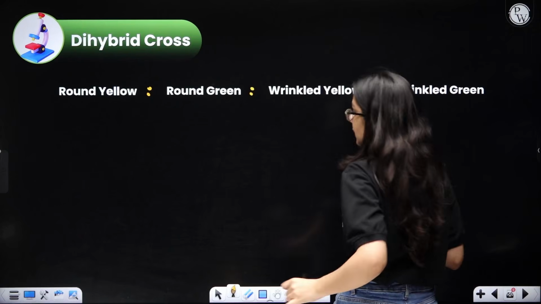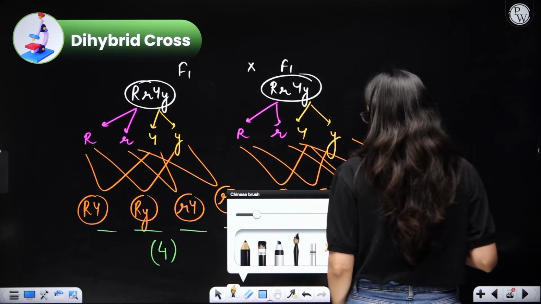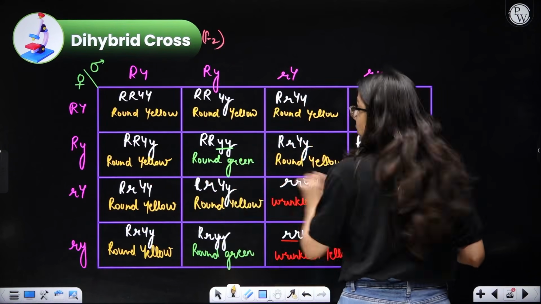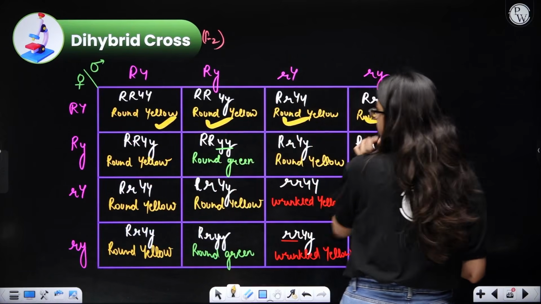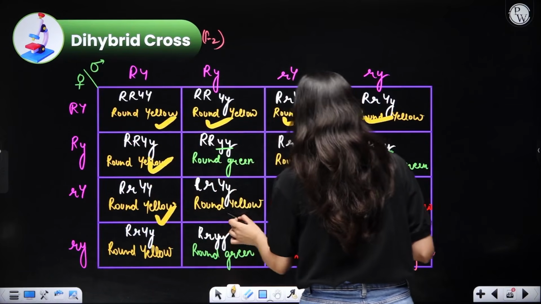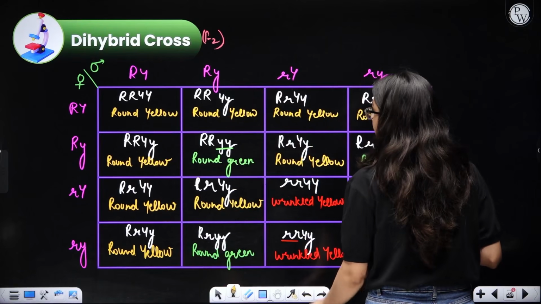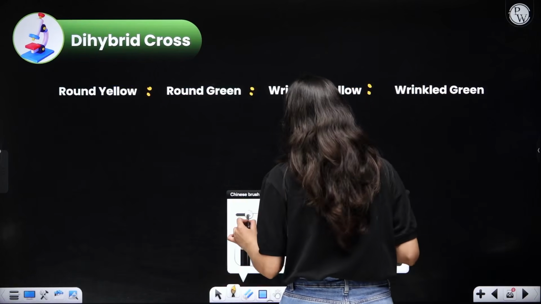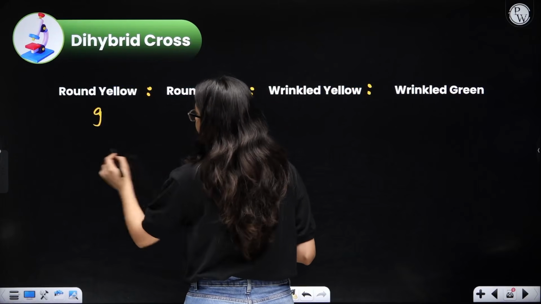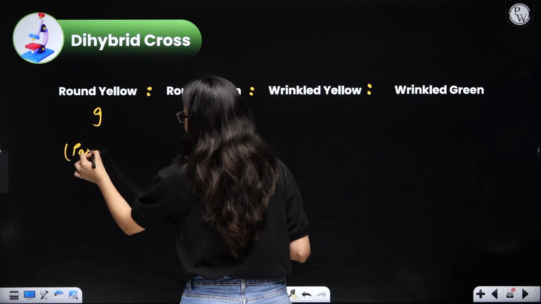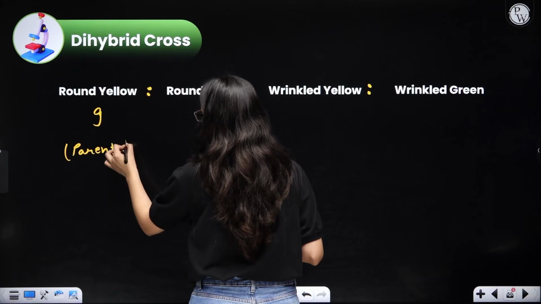Let us see how many round and yellow there are. Count it. Round yellow 1, 2, 3, 4, 5, 6, 7, 8 and 9. So we have actually 9 round and yellow combinations over here. So we have to simply mention that 9 round and yellow we have, and this was there in the parental combination. Parent was also round and yellow.